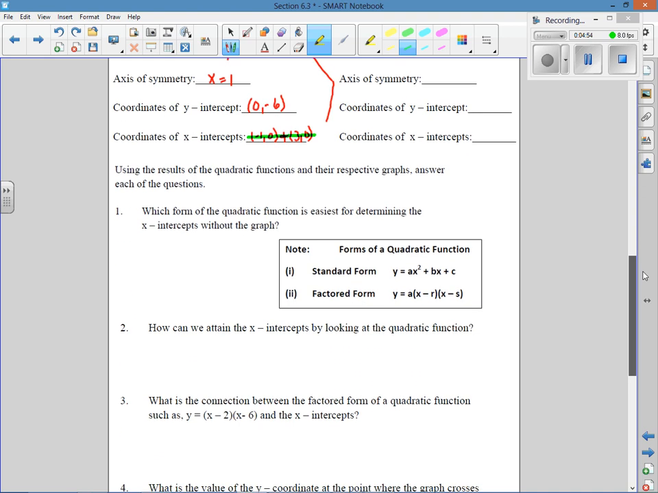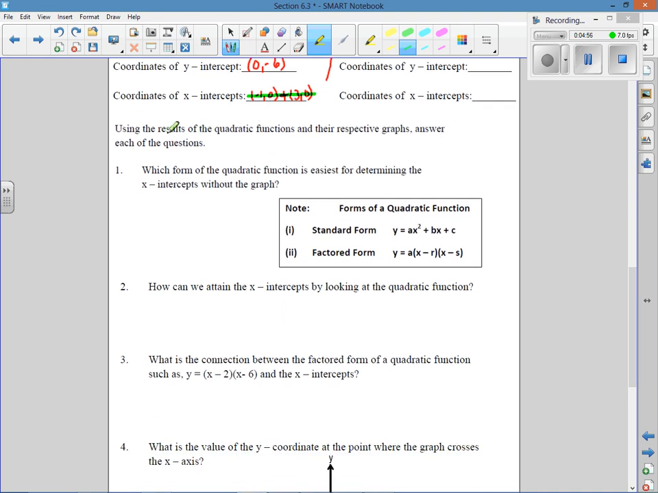Okay, now using the results of quadratic functions and their respective graphs, answer each of the following questions. Which form of quadratic function is easiest for determining the x-intercepts with that graphing? The two forms we went over are standard form, and here we have the factored form. And the value of a is the same in both of them. The one that would be the easiest for determining the x-intercepts is here.